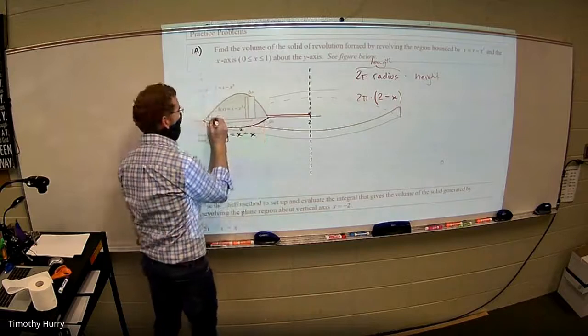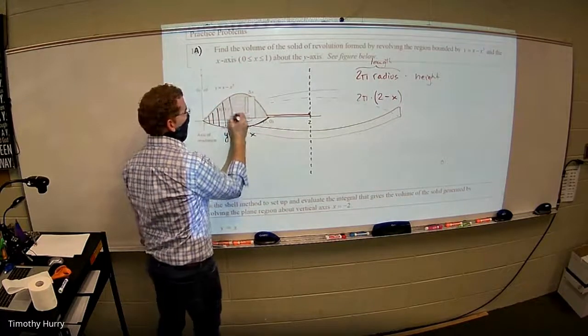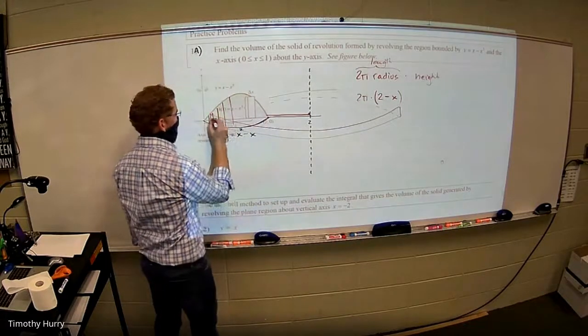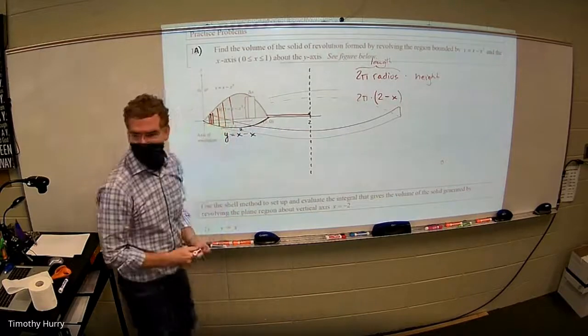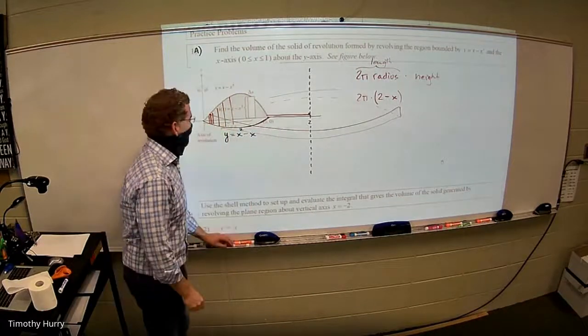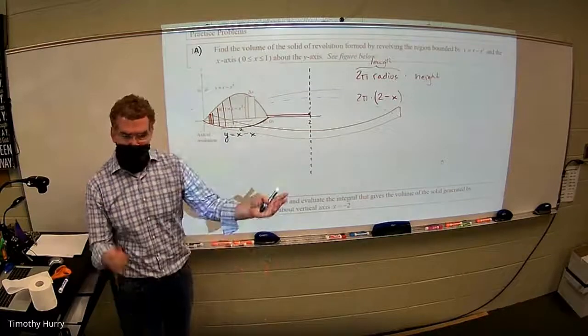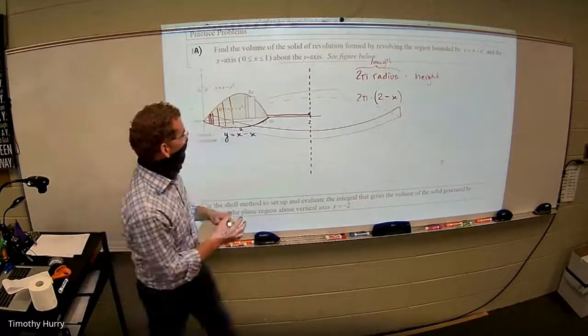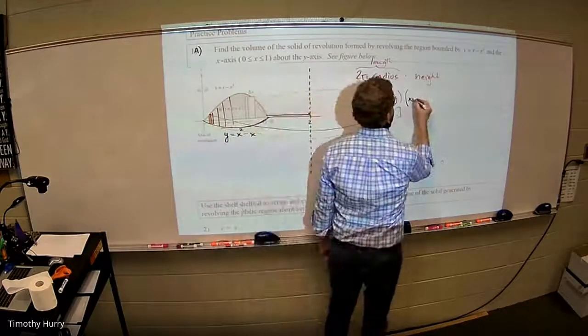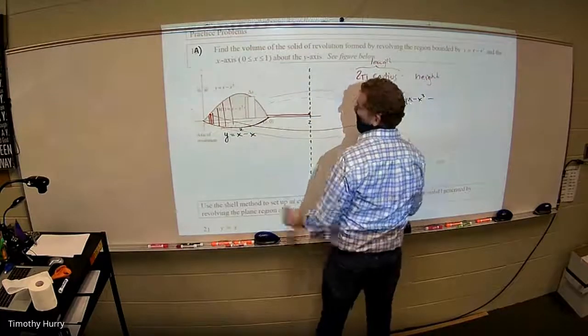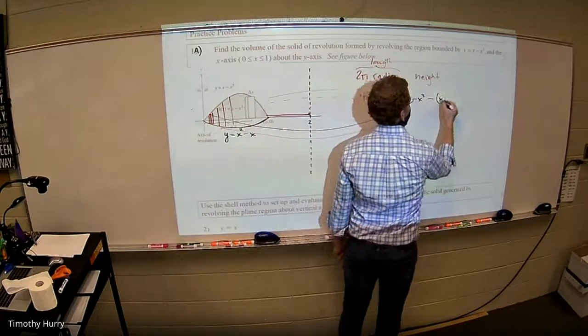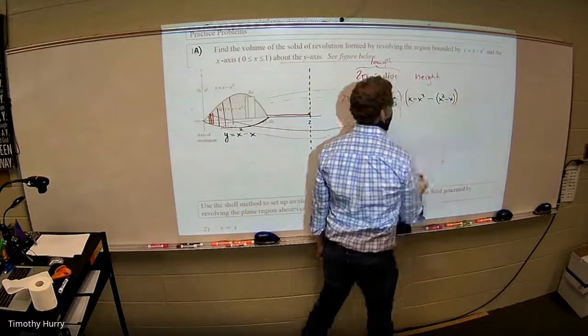How do I find any height measured right here, no matter which particular thing I'm using? What is the height? Top minus bottom. And if it's labeled f of x and g of x, you're welcome to do that. In this case, it's not. So top, x minus x cubed, minus bottom, parentheses, x squared minus x.